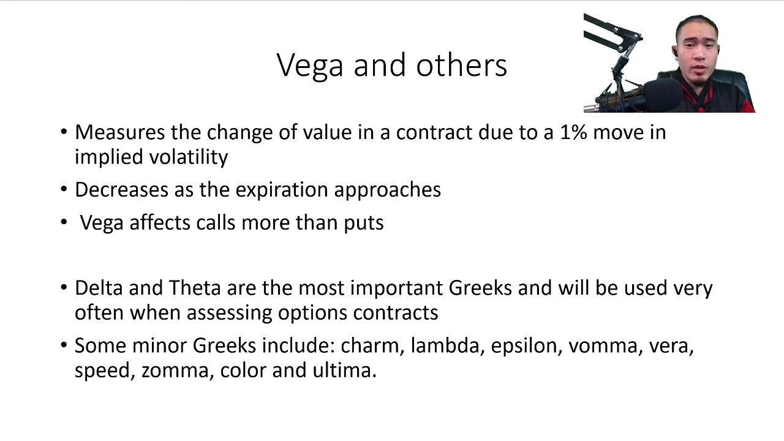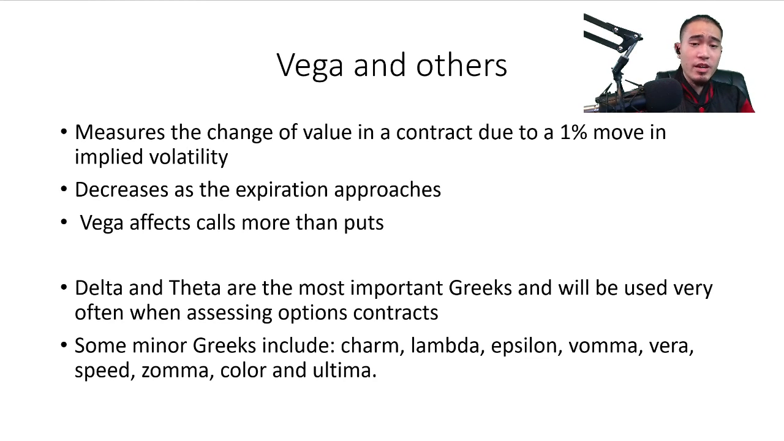Okay, now let's talk about Vega and others. Vega measures the change of value in a contract due to a 1% move in implied volatility, or IVR. It decreases as the expiration day approaches. Vega affects calls more than it does puts.